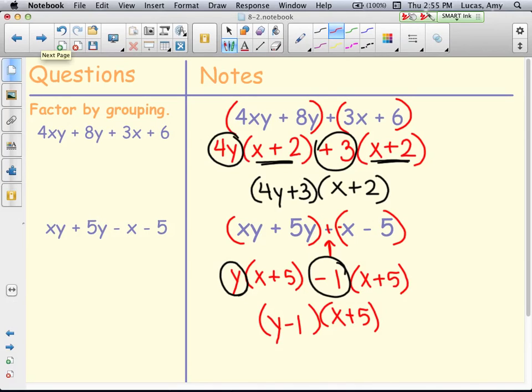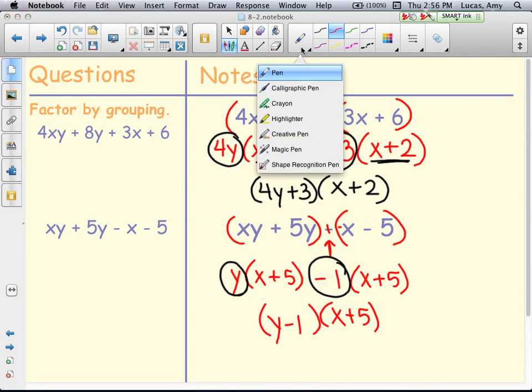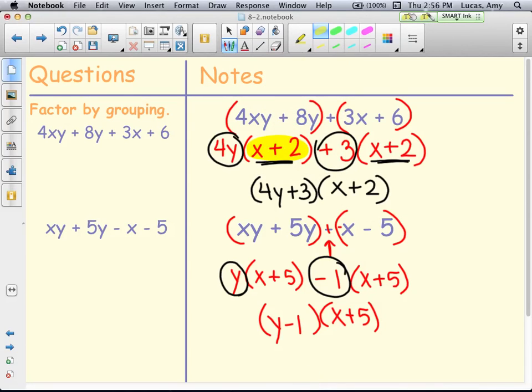Y minus 1. So this is kind of tricky, factoring by grouping. Remember, what you're trying to do is get the same factor, the same binomial, in your parentheses when you use that distributive property. So the two pieces that need to be the same, right here and right here. So I pulled out the 4y so that it left me with x plus 2. And I pulled out the 3, dividing it out, which left me with x plus 2.